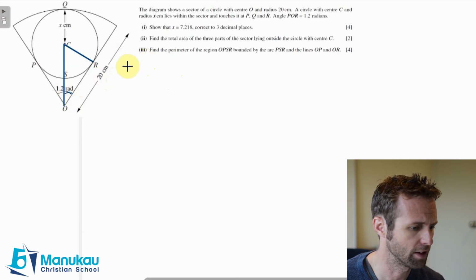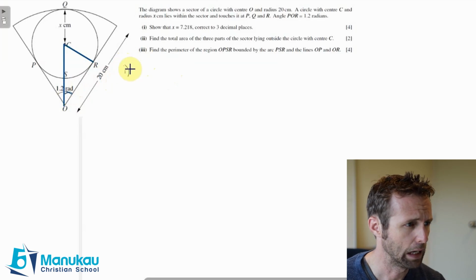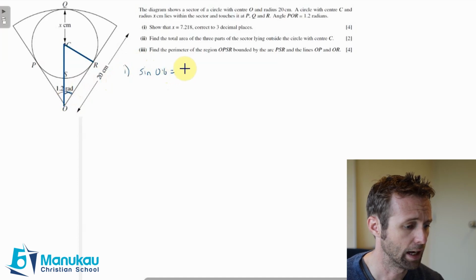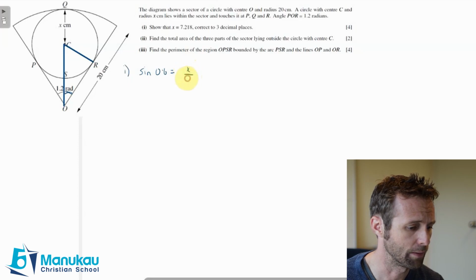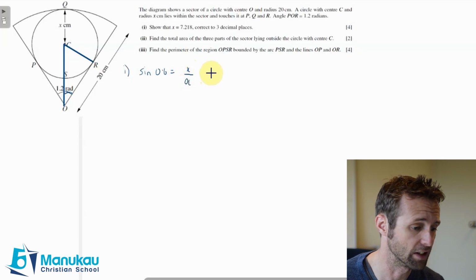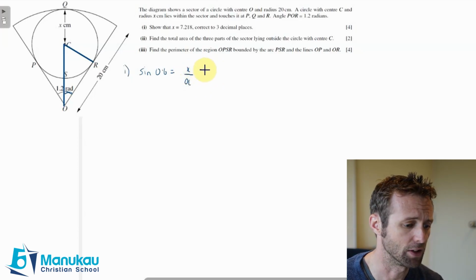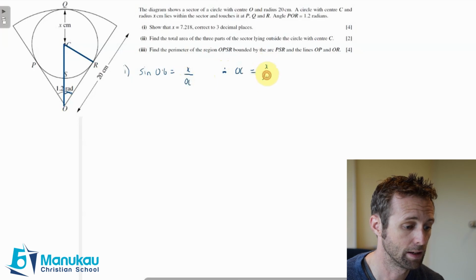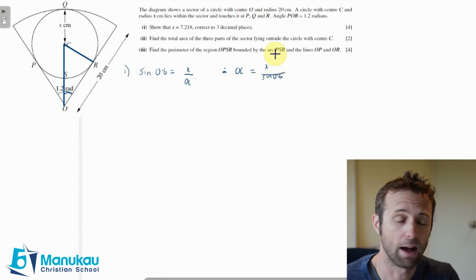So let's get into this. Let's say we've got sine 0.6 is equal to opposite, which is x, over OC, which again I don't know, it's got x in it. But I can get x by itself here, you see. So I can say, therefore, OC is equal to x over sine 0.6. We're going to have to use a little bit of algebra here to help us.